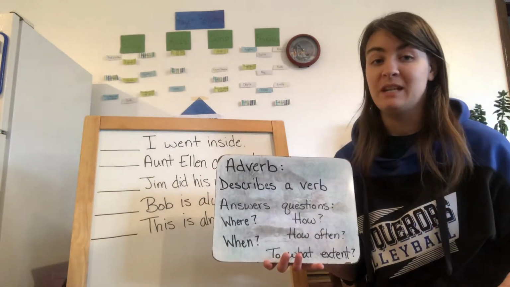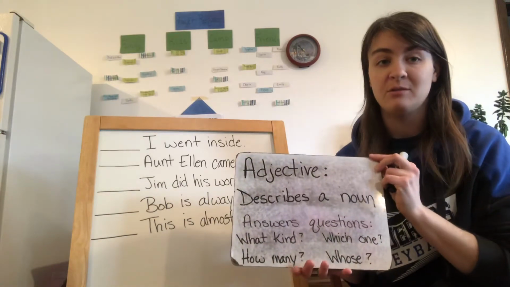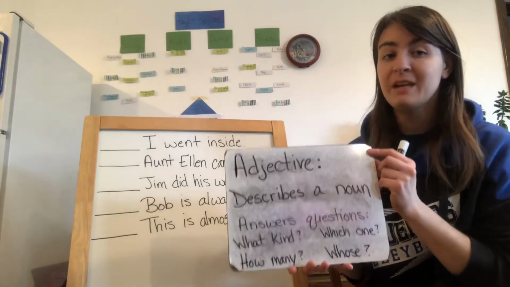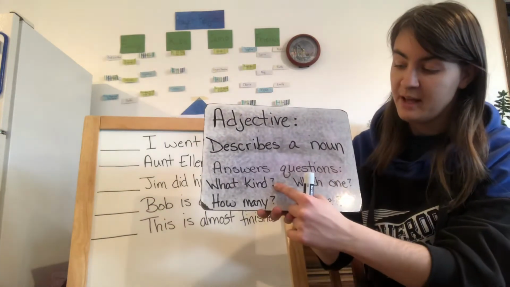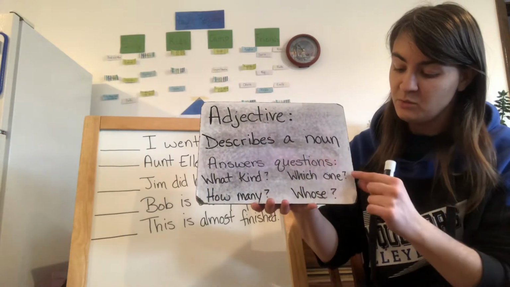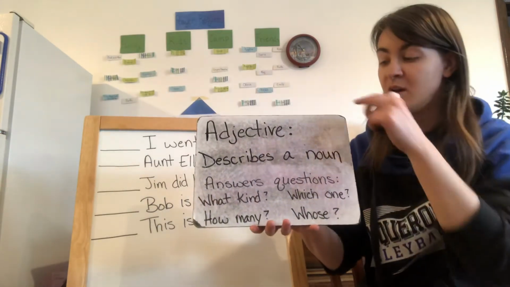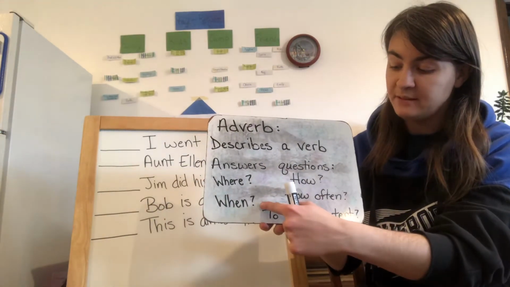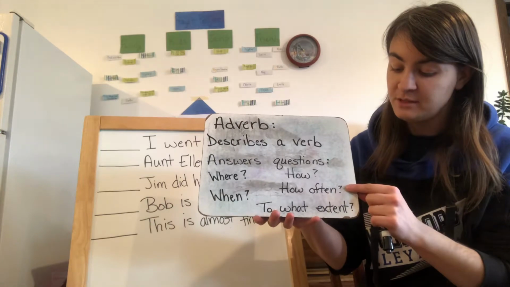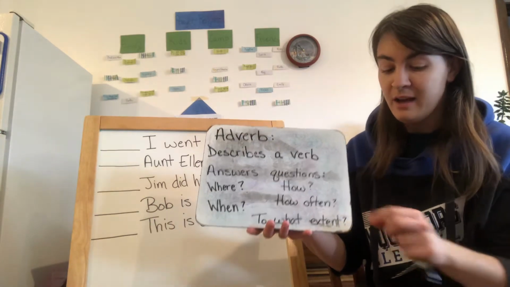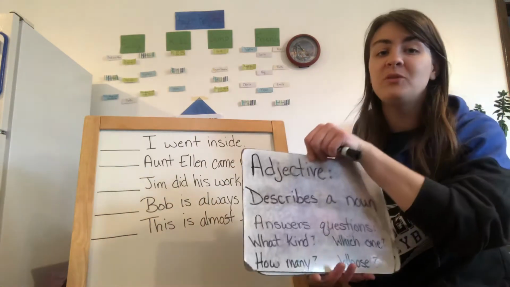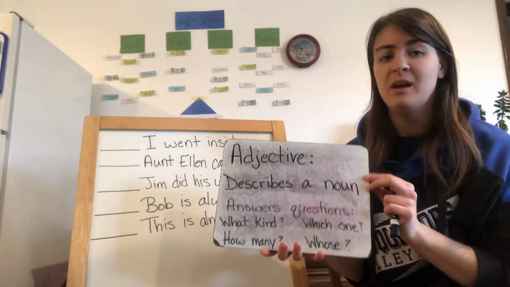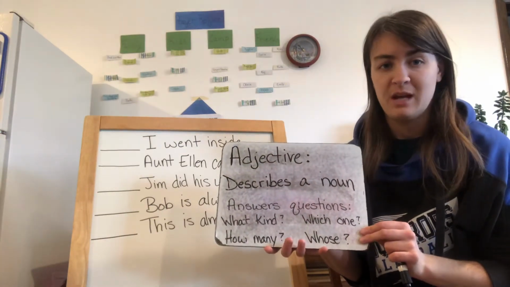Now, both adjectives and adverbs answer questions about the noun or the verb that they describe. But once again, those questions are completely different. Adjectives answer the questions, what kind, how many, which one, and whose. While adverbs answer the questions, where, when, how often, and to what extent. I have some examples for you today that will hopefully make it a little bit more clear what adjectives and adverbs describe and which questions go with adjectives and adverbs.